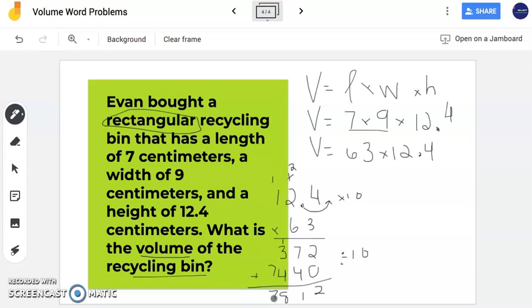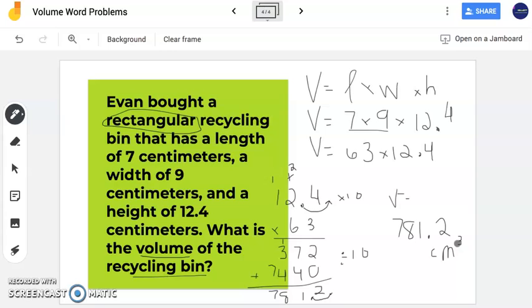So here I actually recorded on the side that I need to divide by 10 because I multiplied by 10 in my question. In my final answer, I need to divide by 10 by moving that decimal point one place to the left, giving me a final volume of 781 2/10 centimeters cubed, or you can have cubic centimeters as well as your final answer.